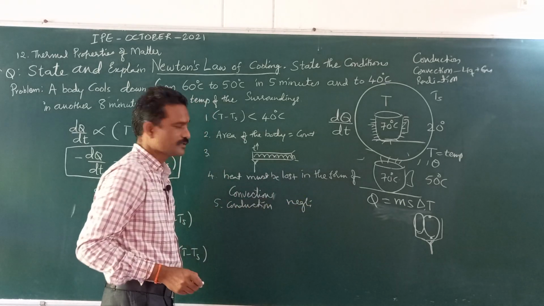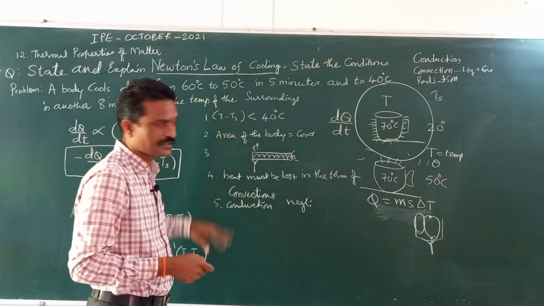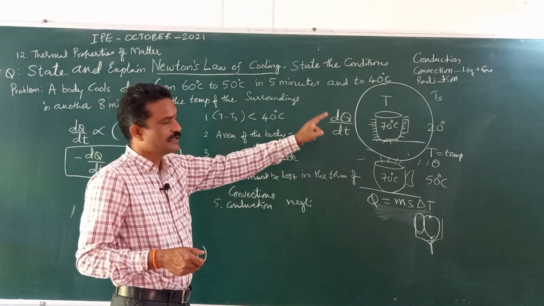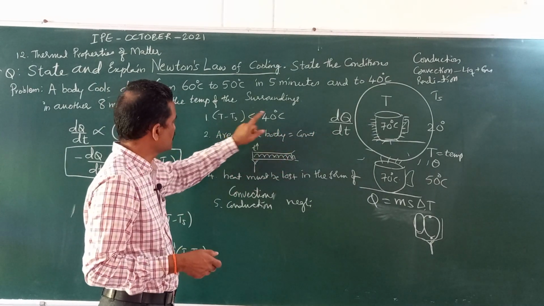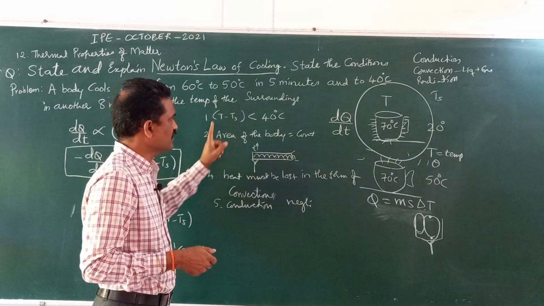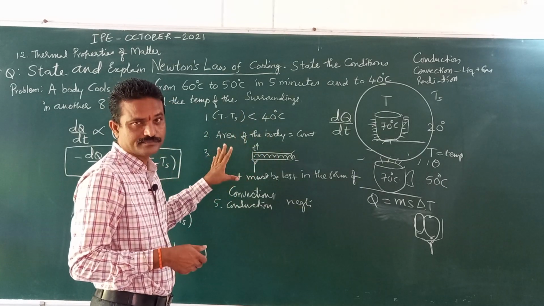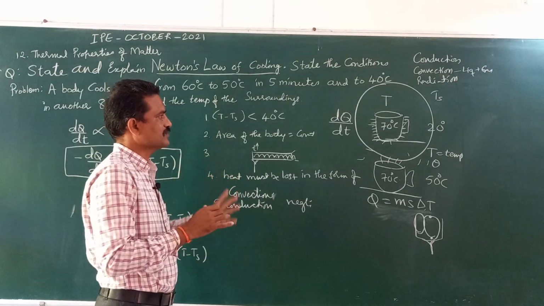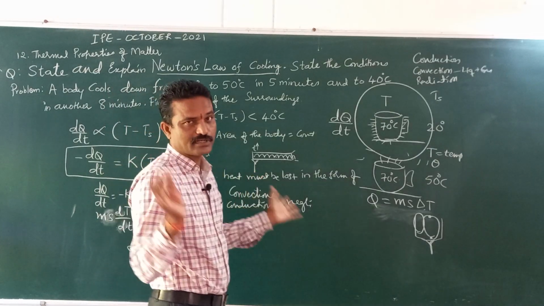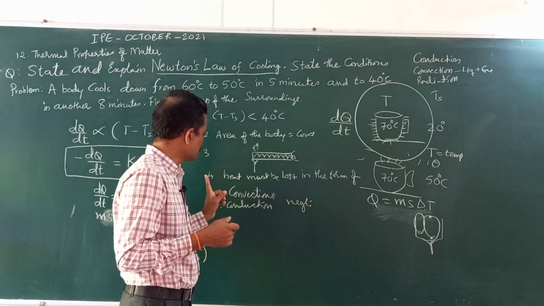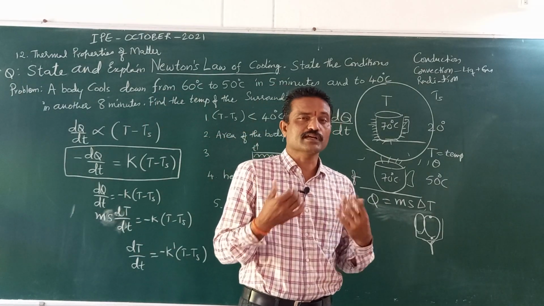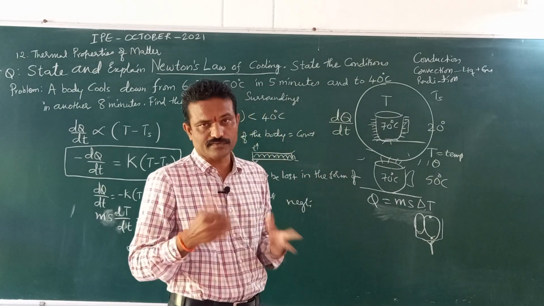This is the condition. If you write these four conditions, at least three conditions: the temperature difference between the object and its surroundings must be less than 40 degrees. The area of the object should not be altered during the process of cooling. The third one, the object must have uniform temperature all over. And the fourth one, heat must be lost in the form of convection only. For convection only, Newton's law of cooling is valid.